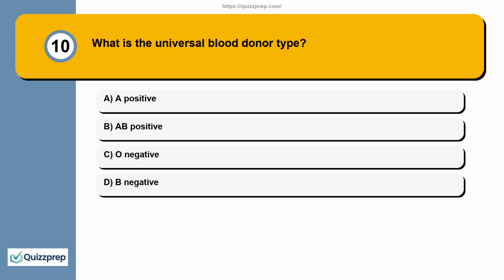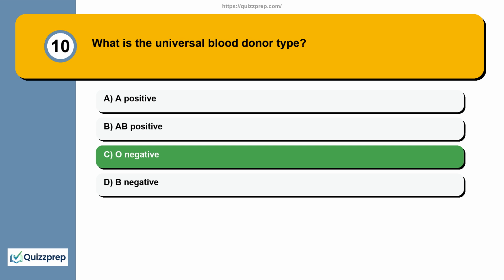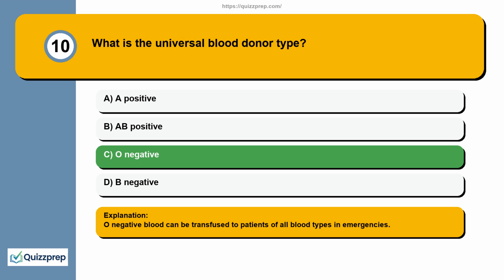Question 10. What is the universal blood donor type? Here are your options. Option A. A positive. Option B. AB positive. Option C. O negative. Option D. B negative. The correct answer is option C. O negative. Explanation. O negative blood can be transfused to patients of all blood types in emergencies.